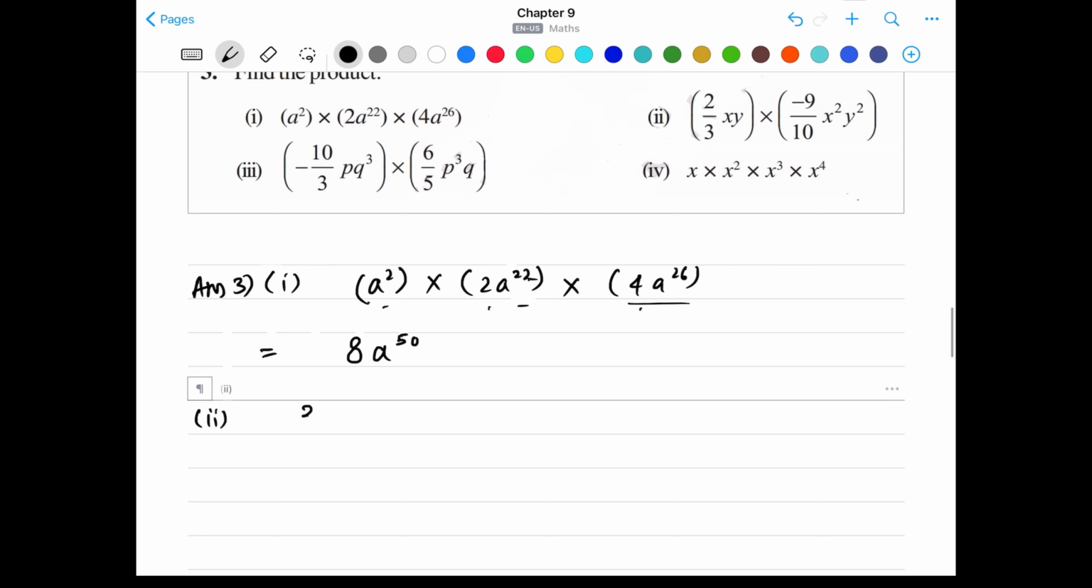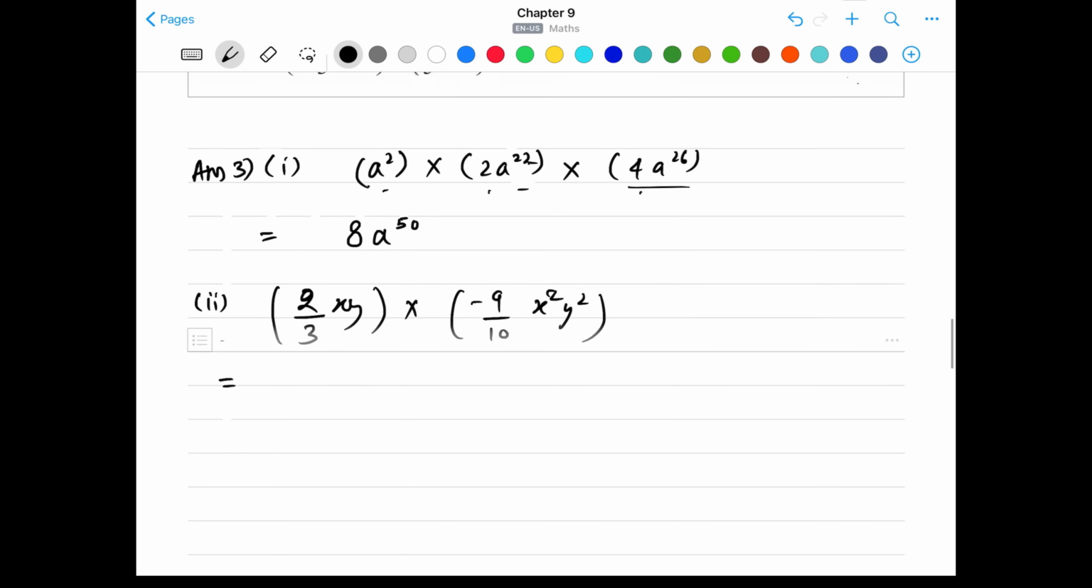Okay, so let's see the second part. Now we have 2 by 3 xy multiplied to minus 9 by 10 x square y square. In order to find the answer of this, first we multiply the constant number to the constant number, and the variable to the variable. Okay, so here we have 2 by 3 into minus 9 by 10. And second, let's write the variable, that is x y into x square y square.